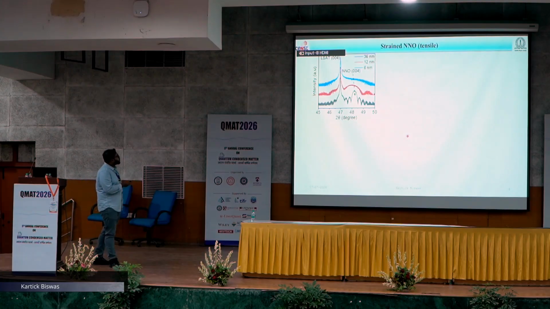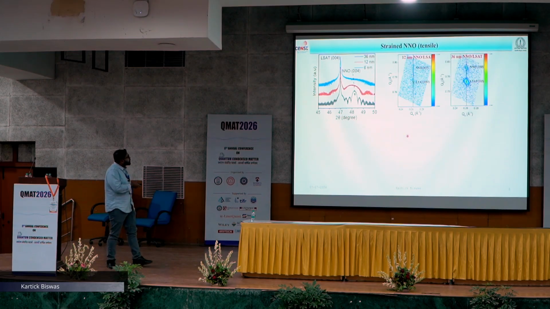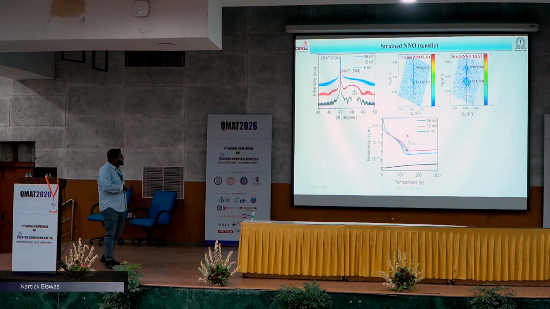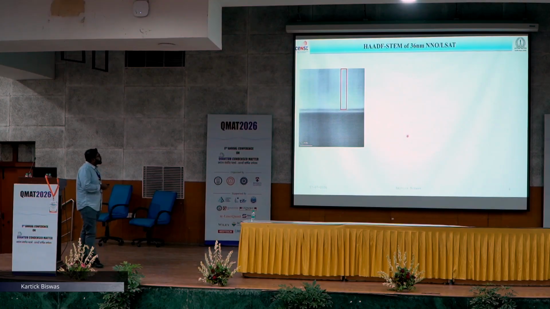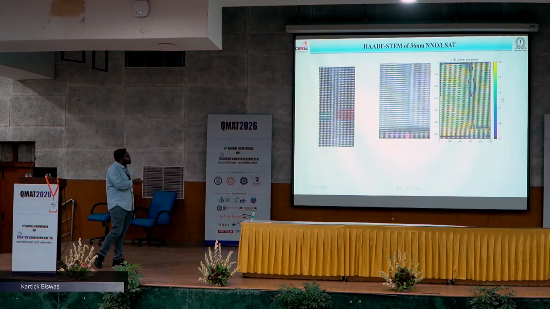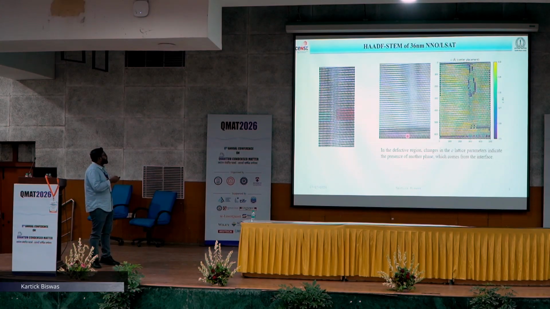But for the tensile strain case, this is showing the opposite. This time the out-of-plane lattice parameter is decreasing with increasing thickness. Also, it is coherently strained for the 12 and 36 nanometer films. You can see the MIT of this is now changed. The MIT of this is now 140, earlier it was 120. So to check that, we did HAADF, and you can see that now the defect is coming vertically through the region. And we did the same, and also the out-of-plane lattice parameter is showing the defect at the defective region. There is a variation of the C lattice parameter.